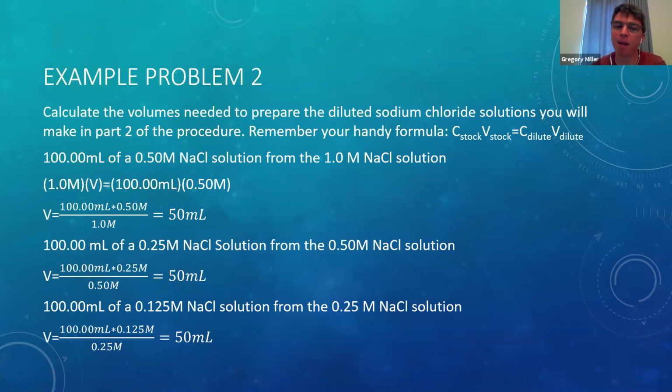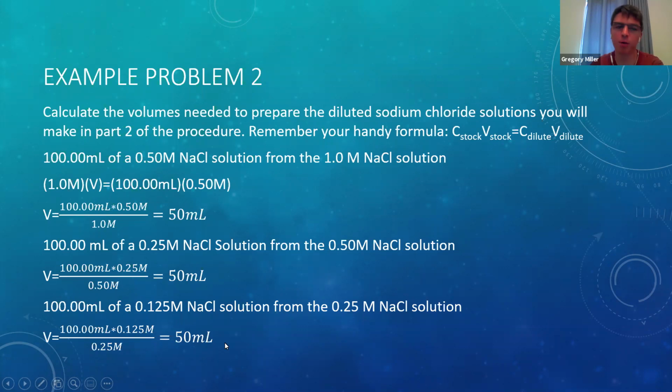This is just happenstance. We built this experiment so that all of the numbers are really easy to measure out and they fit with volumetric pipettes that we would have available in lab. It will not always be the same number for a serial dilution, but you can do the exact same math to figure out the exact volume you need. And same thing, to make 100 milliliters of a 0.125, even more dilute, solution from the 0.25, you would do the same thing and get another 50 milliliters.